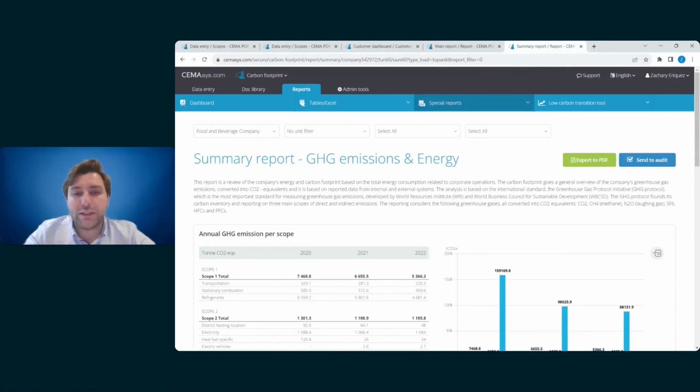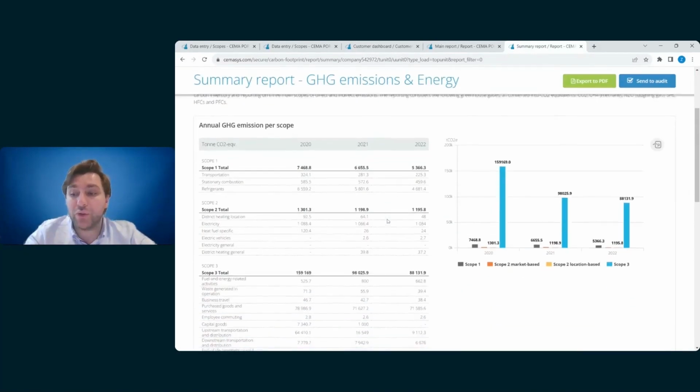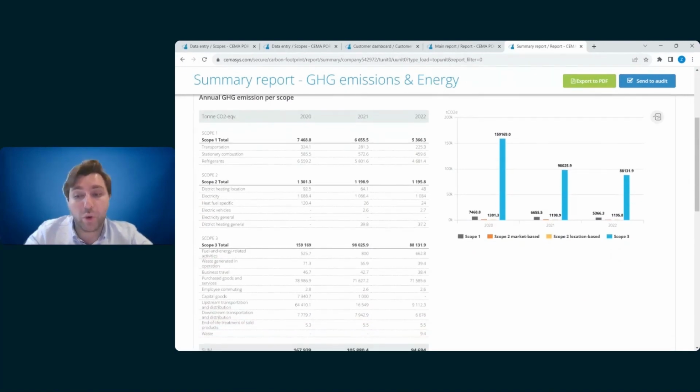So the summary report is another great visual that really brings together a lot of different reports. This can also be easily exported to PDF if you would like to send it to stakeholders such as customers or investors. And then similar to the main report, you have your scope 1, 2, and 3 data all categorized where you can see your year-on-year comparisons.